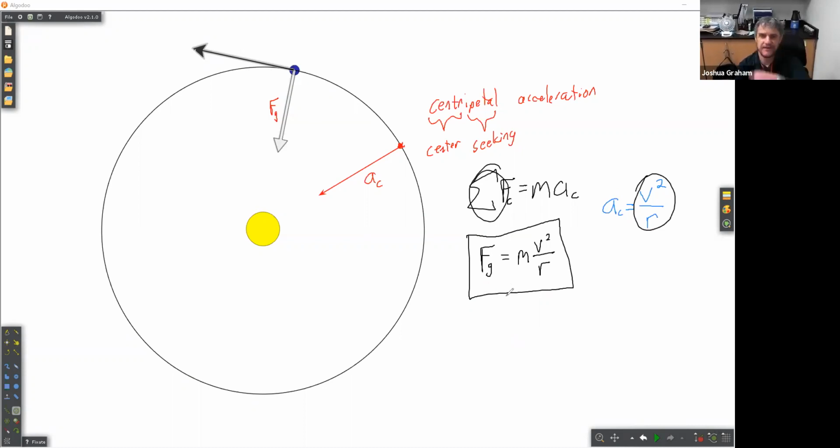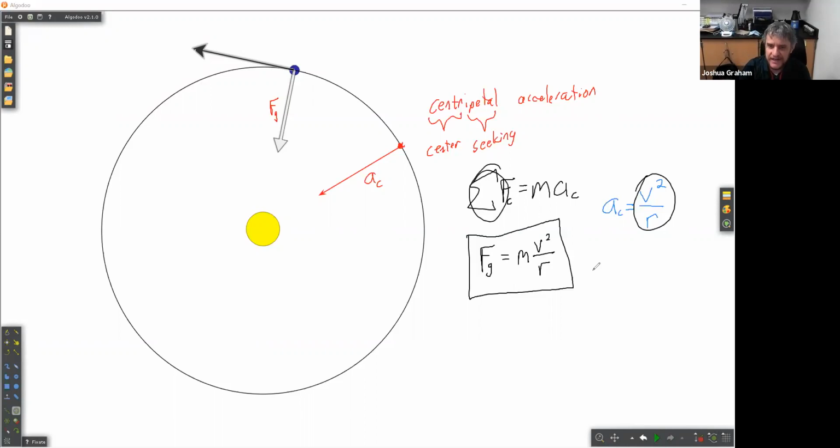Tension, if you're swinging something around in a circle on the end of a rope, tension could be the centripetal force. If you're turning in a circle in your car, like I already said, yes, you put a force on the steering wheel, but that makes the wheels turn, and then it's the friction that acts on the tires that points towards the center of the circle, or points in the direction that your car is actually turning. So any force can be a centripetal force.